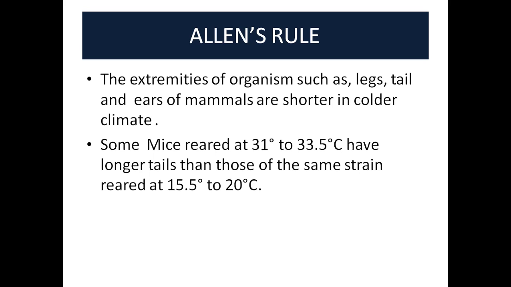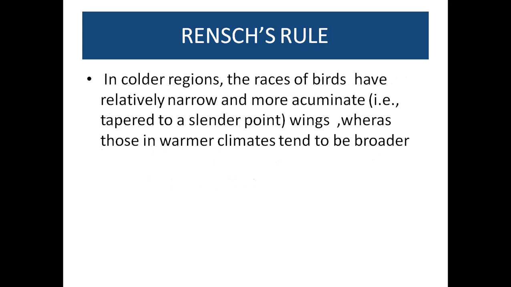Allen's rule states that extremities of organisms such as legs, tail, and ears of mammals are shorter in colder climate. Some mice reared at 31 to 33.5 degrees Celsius have longer tails than those of the same strain reared at 15.5 to 20 degrees Celsius. Means mice reared at the higher temperature have longer tails than in colder temperature.